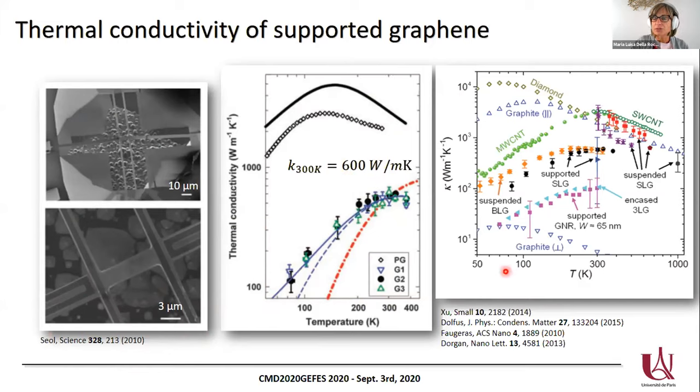In this graph, I represent a summary extracted from the literature of the measurement of thermal conductivity in different kinds of carbon-based materials. In particular, you can see that in the suspended monolayer graphene case we have high values, comparable with graphite and diamond, and lower values are obtained in the supported case: single-layer graphene on substrate, or also encased three-layer graphene, and the lowest for graphene nanoribbons on a substrate. Also, in the temperature range above room temperature, which is unusual for this mini conference, there is not much data in the supported case. This is the range of temperature we decided to investigate.